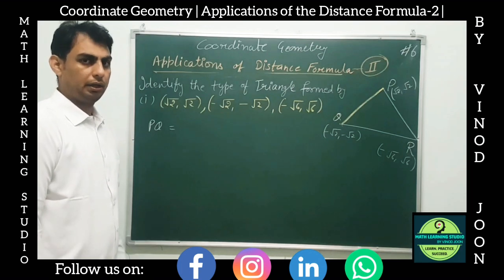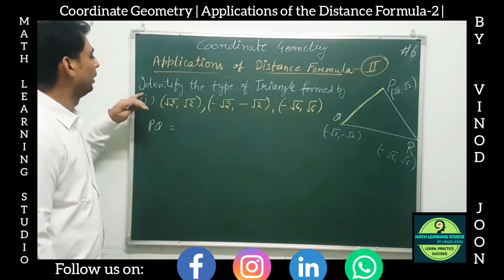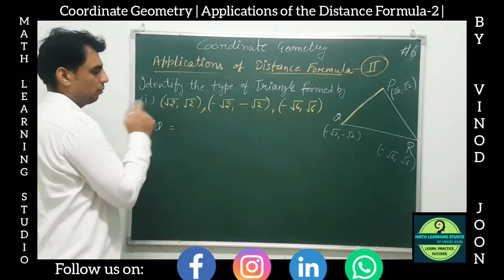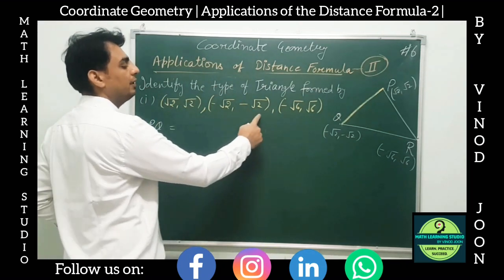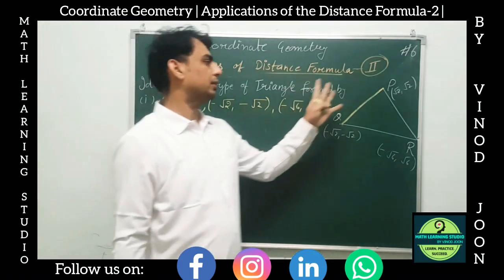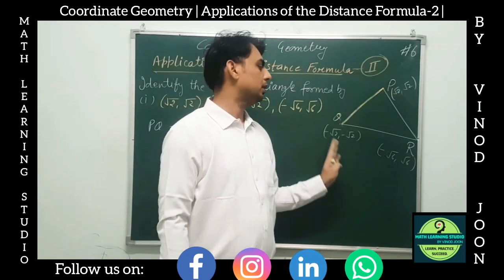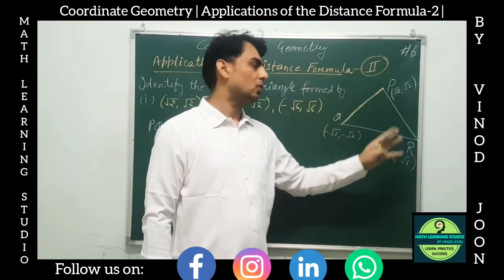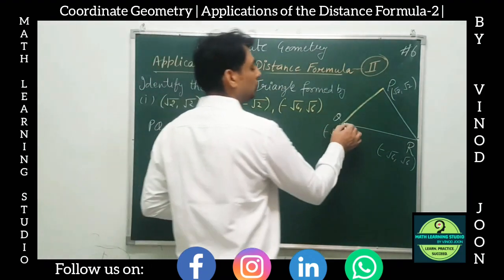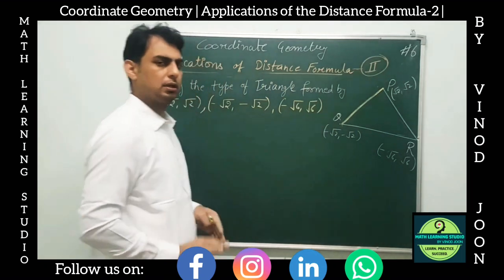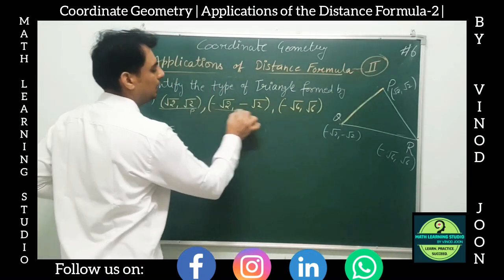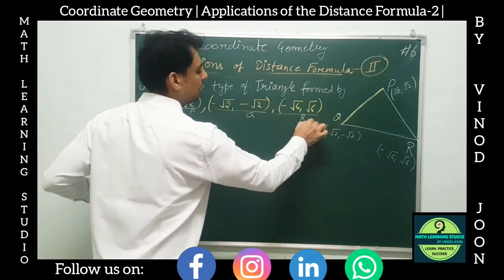Okay, in the first example we have to identify the type of triangle formed by the first point root 2 comma root 2, second is minus root 2 comma minus root 2, and third point is minus root 6 comma root 6. We can draw a diagram and name these points as point P, Q and R as the three vertices of this triangle. Okay, and then what we have to do? We have to find the length of these three line segments. So first let us find the length of PQ. So this is the first point as P, this second point as Q, and this third point as R.